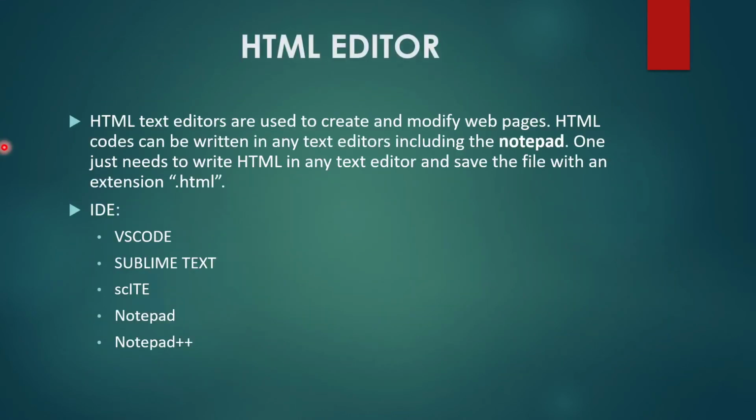So now here comes a very important question, the HTML editor. For Java we required a compiler, but for HTML we require an editor because HTML is not a compiled language. HTML text editors are used to create and modify web pages. HTML code can be written in any text editor, including Notepad. One just needs to write HTML in any text editor and save the file with an extension of HTML. So the extension for HTML files is .htm or .html.